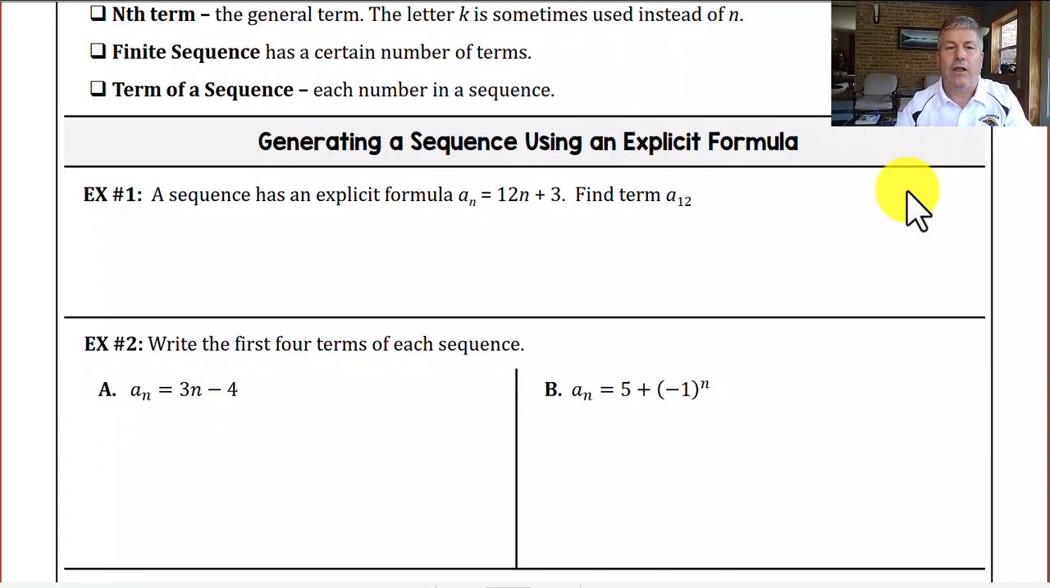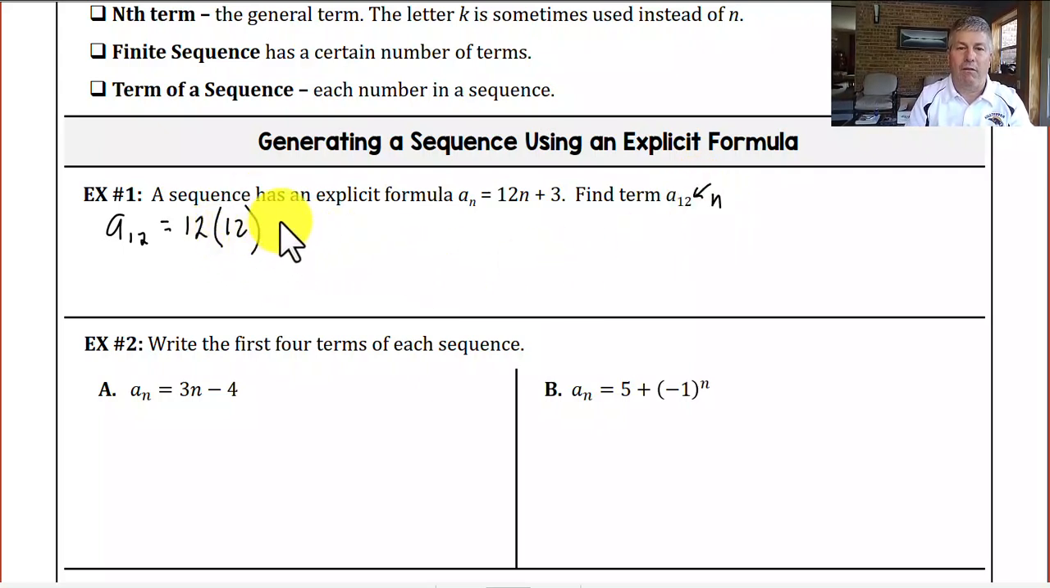So let's follow some examples. We've got a formula for a sequence. We'll find our own formulas in a little while, but right now we're just going to give you the formula and find term a sub 12. So we want to find the 12th term of the sequence. So a sub 12, or the 12th term, is equal to 12 times n plus 3. Our n is 12, so 12 times 12 plus 3. So a sub 12 is just 144 plus 3. So the 12th term is 147.